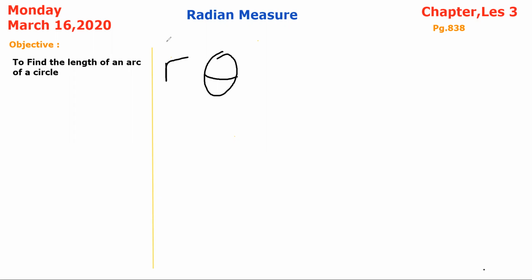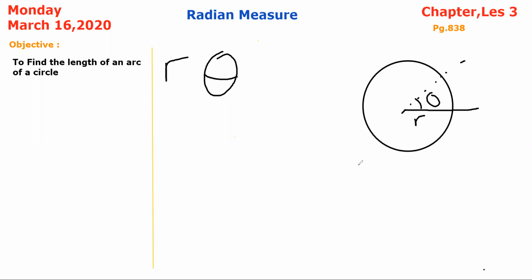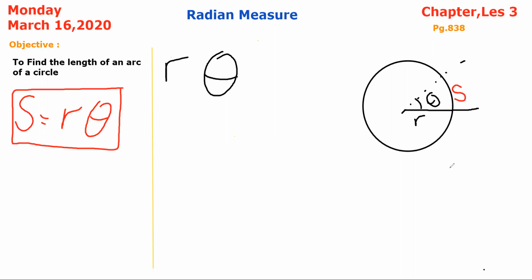So if I have this circle, I know its radius, r. I know the measure of the central angle, theta. And you have to know that this theta must be in radians. To find the length of this intercepted arc, I will use this formula. The intercepted arc S is the radius times the measure of the central angle in radians. This is how I can find the length of an arc.